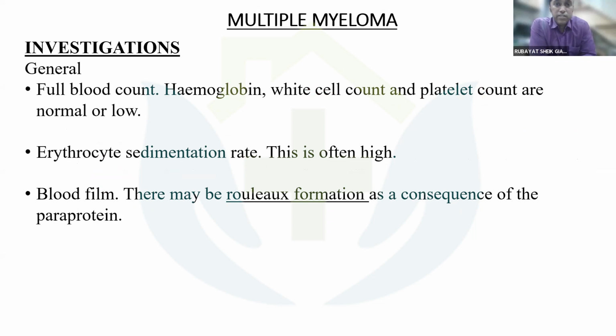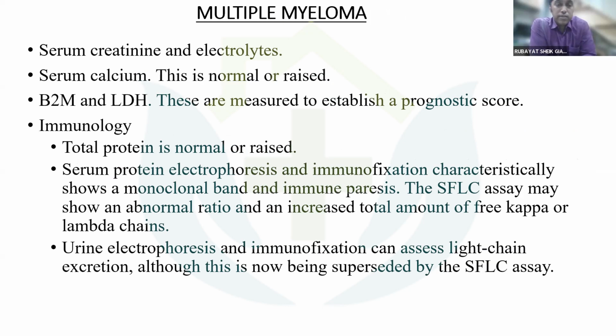It's one of the conditions where the ESR goes more than 100. So in your investigations, you will have anemia, you might have pancytopenia, you will have a very high ESR, you will have rouleaux formation where all the RBCs are clumped together. The serum creatinine will be raised, the serum calcium will be raised. And as we will see later, beta-2 microglobulin, an important marker for prognosis, will also be raised. The serum total protein will be raised.